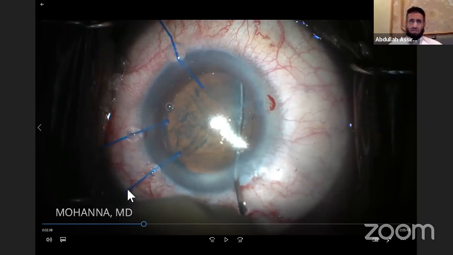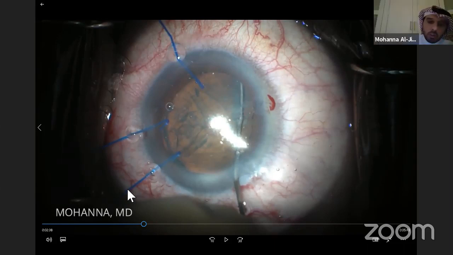The problem, if it is so dense, or if the lens is a bit hard, is that I might consume a lot of energy and put a lot of stress on the zonules. I might consider putting in one CTR and try to put it in gently, because you have a very large zonular dialysis.